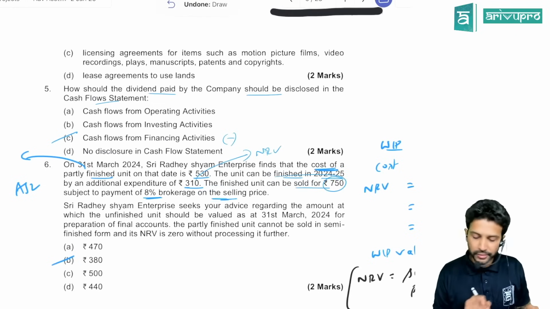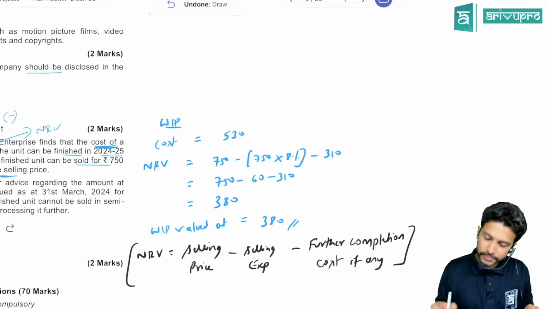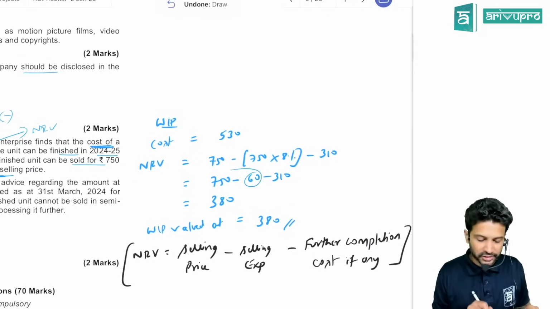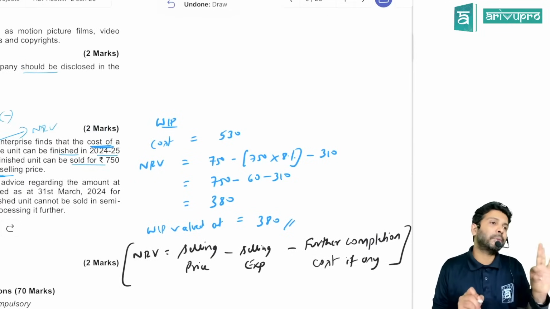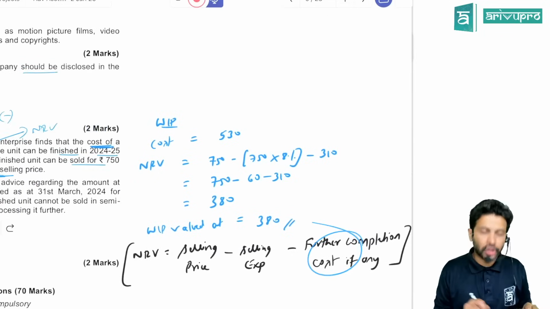So selling price is 750. 8% brokerage is how much? 750 ka 8%, which is 60. So that is your selling expense minus further completion cost, if any.